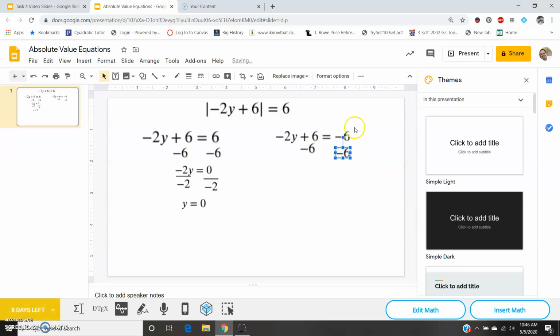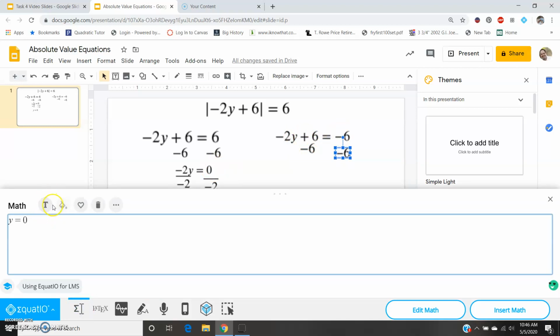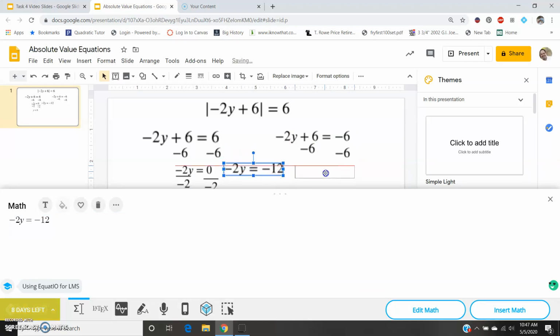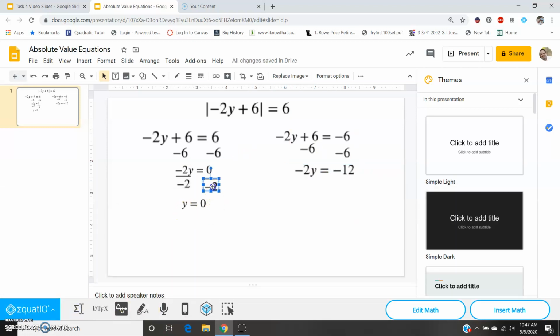And now just be careful. This result, this -6 minus 6 is not 0. It's -12. So this is what I mean. You can't just kind of go into robot mode. You have to think about it a little bit. -2y equals -12. Insert it. Boom. And then we're going to divide by -2. I'm going to bring him down. I'm going to copy this.